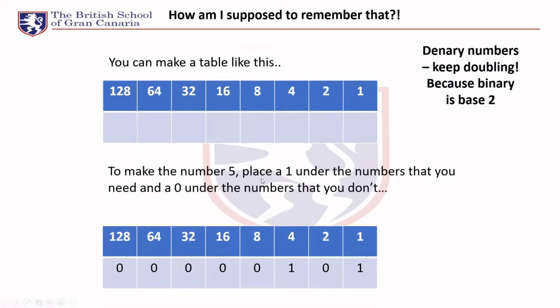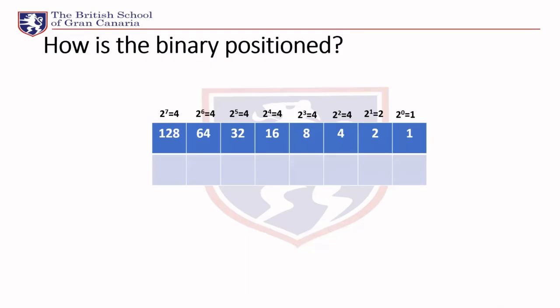Now to make the number 5, you place the 1 under the numbers that you know are going to make 5, and the ones that don't, you just put 0. As you can see here, 5 is 1, 0, 1. But we read it backwards because we go 1, 0, 1. So you get the 1, add 1, yes. Do I add 2? No, because there's a 0. Do I add 4? Yes. So that makes 5. Do I add any of these? No, because there's 0. So this is binary.